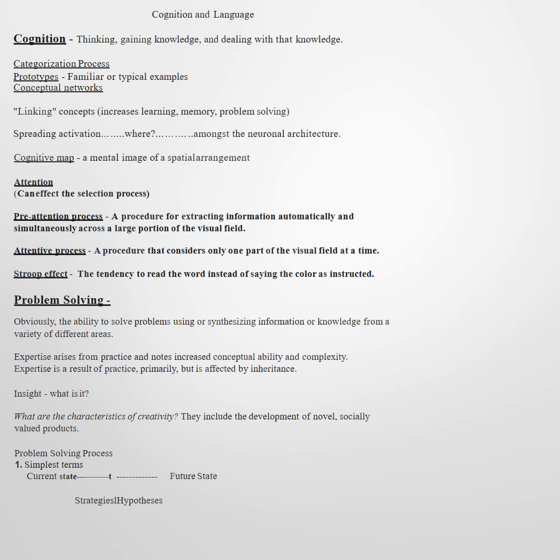The simplest problem-solving process is trial and error. Try something, it doesn't work, you try something else. Another type of problem-solving is to go from a current state to a future state, and all of the strategies that you use to get to that point become part of that problem-solving process.